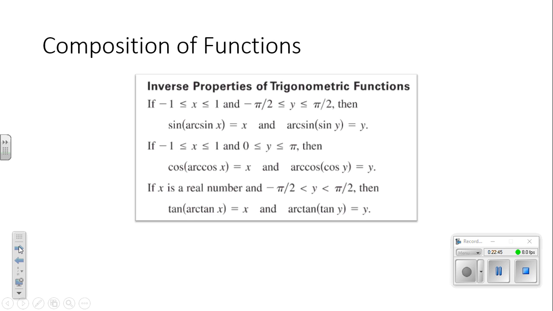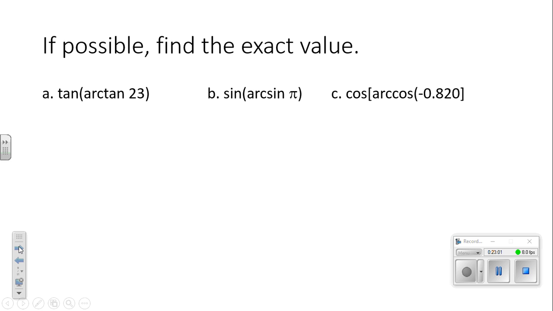So you don't have to write this down. It's in your book. You can look it up if you need to. I don't want you to spend time just writing to be writing, but sometimes writing helps you remember. Okay? Just a little bit short on time today because of the schedules. So, if possible, find the exact value.